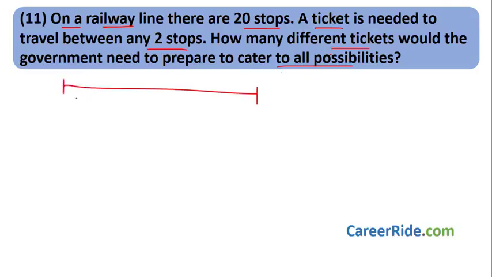This is a railway line. This is the start point A, this is the end point B. This is the first stop, this is the 20th stop. So second, third, fourth, fifth, sixth, like this there are 20 stops. If you want to go between any 2 stops, like this to this, or this to this, or here to here, then you need a ticket. So how many different types of tickets would the government need? Very easy to find out.